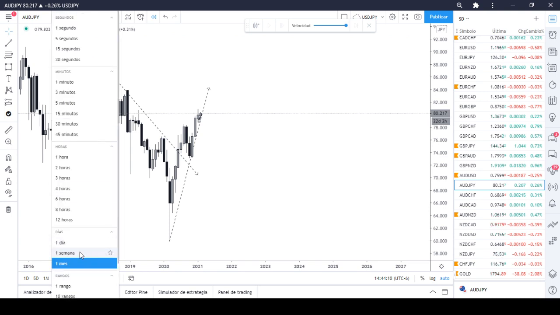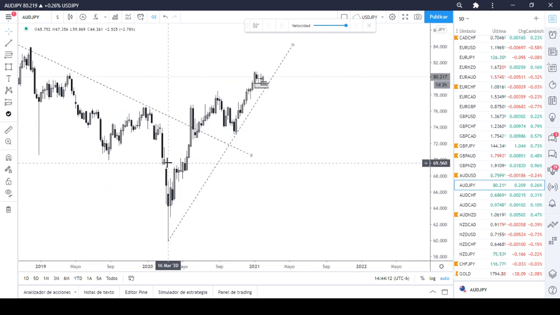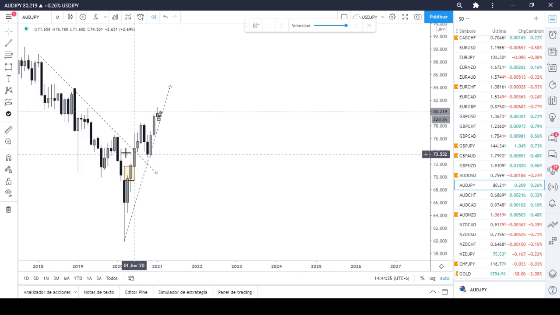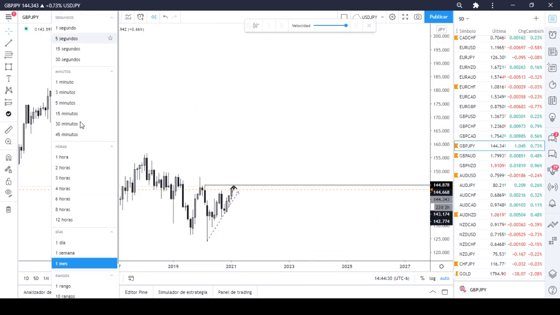But if you see the weekly was telling me that the price was no longer valid for a short opportunity. This level was taken out. This other level was taken out. So why would I look for a sell here? So it's the exact same thing we're seeing on GJ.